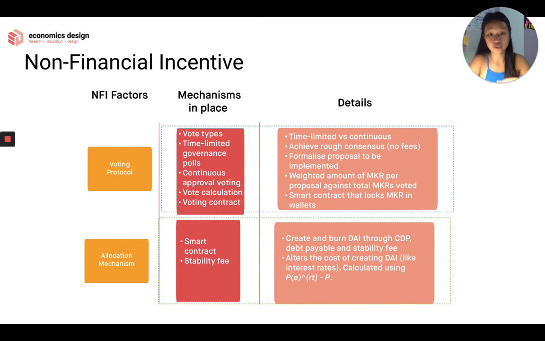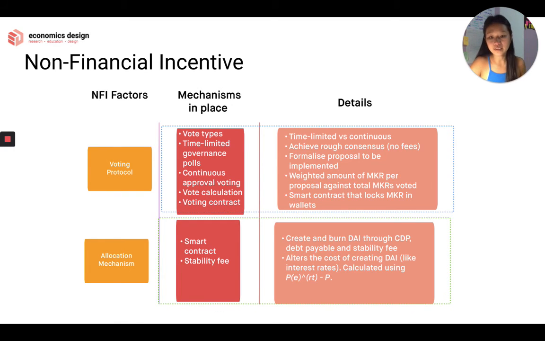People have to vote and they have to stake their MKR tokens to formalize the proposal to be implemented. And the vote calculation is done by the weighted amount of MKR per proposal against the total MKR voted. Their voting weight is 1 MKR equals 1 vote. And the voting contract, a smart contract, does that, and it locks MKR in wallets.